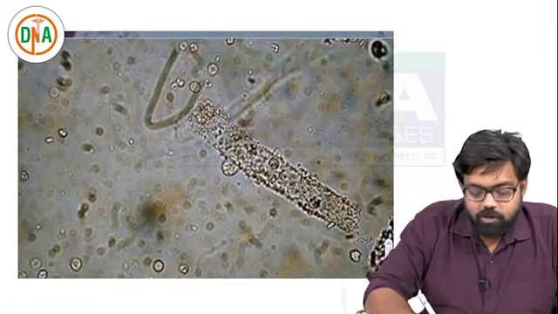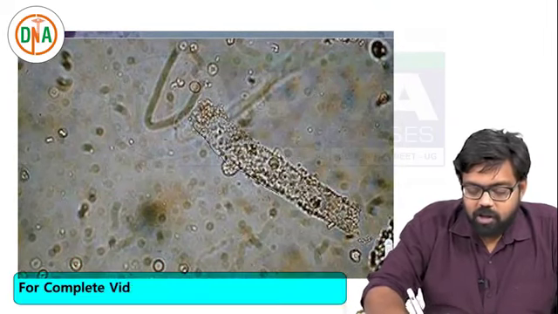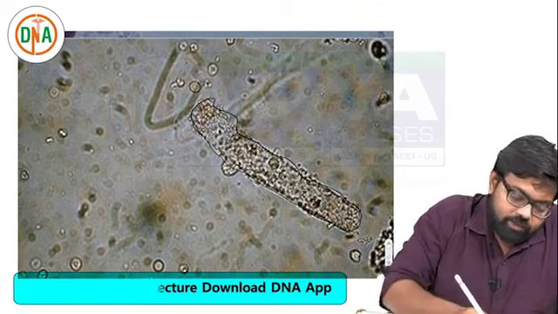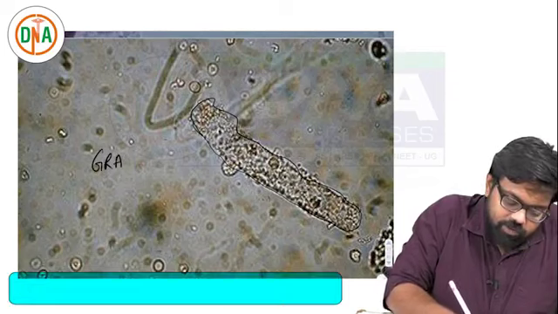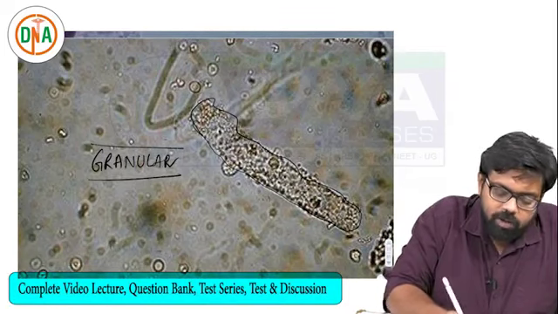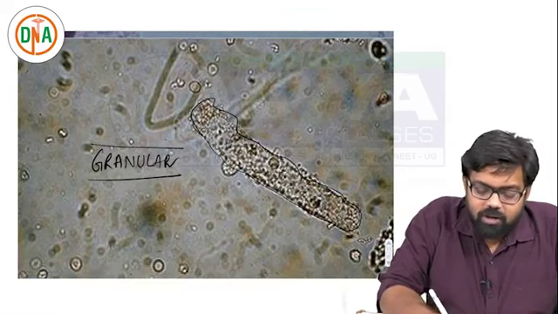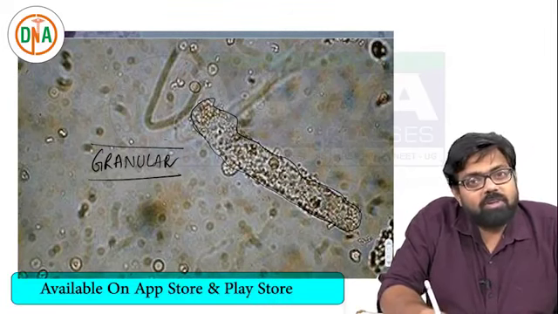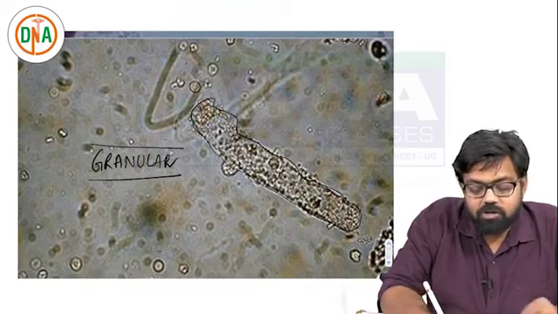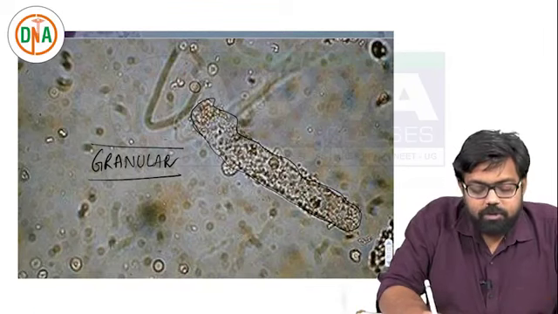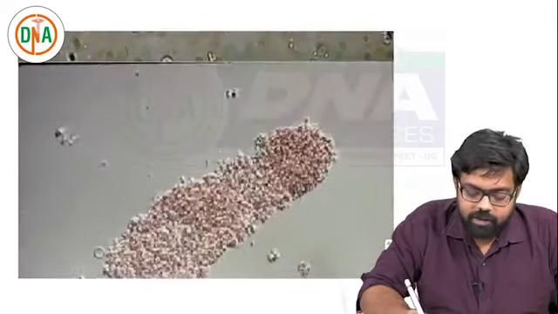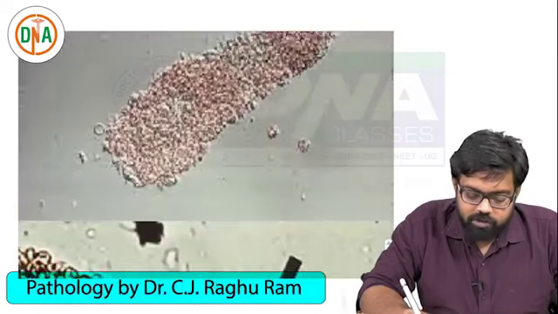Next, what you are looking at is a granular cast. If you are able to make out, you can appreciate these outlines, which are much more granular. So this is called a granular cast. In a small number of cases it can be seen in normal people too. You may come across a question about the composition of the granules. These granules may be plasma proteins, or granules of WBCs, or some other plasma protein. This is also a granular cast.